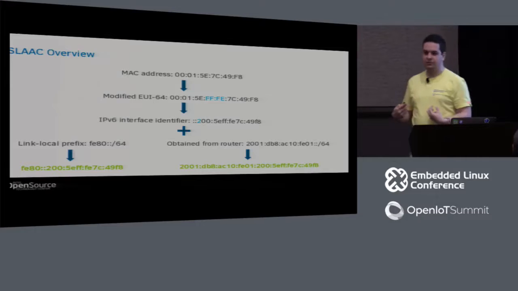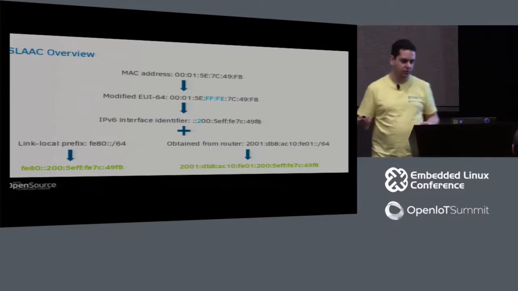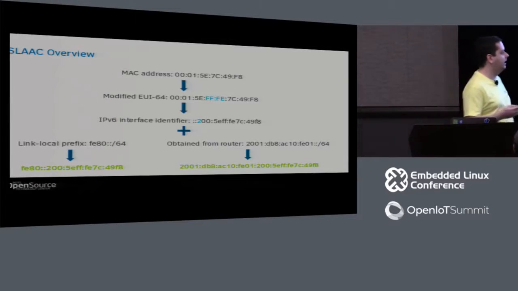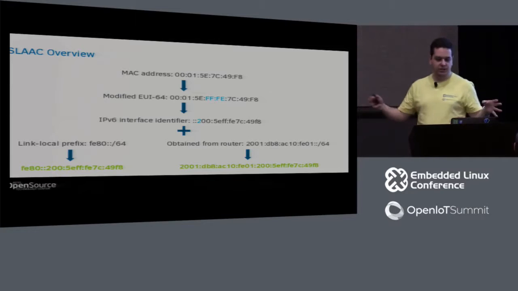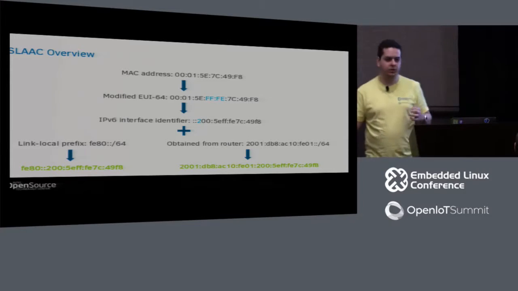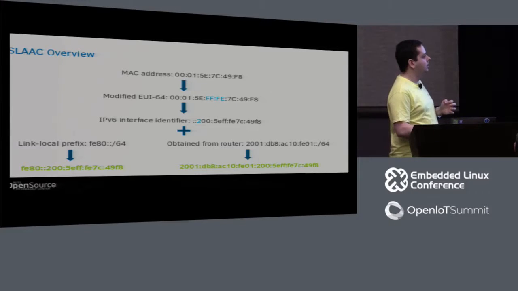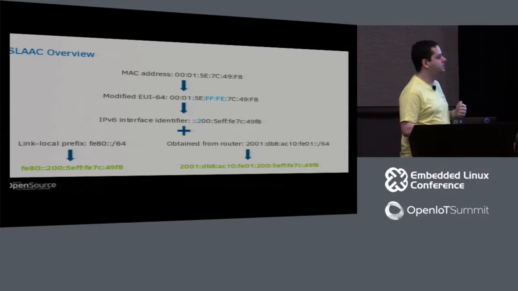Here's how it works. I take the MAC address of my machine. This is not the MAC address of my machine. I'll take one MAC address. I'll create an extended version called EUI-64, which just inserts 2 bytes in the middle. Flip 1 bit and change it into the IPv6 interface identifier.